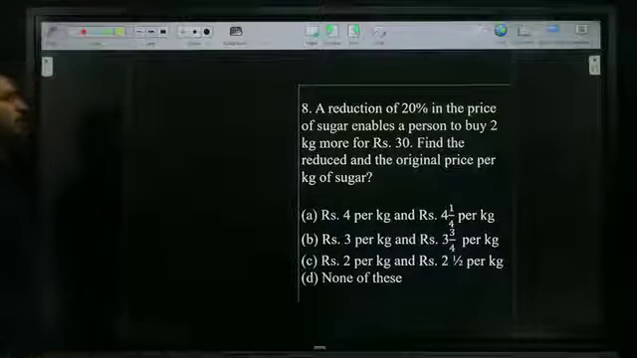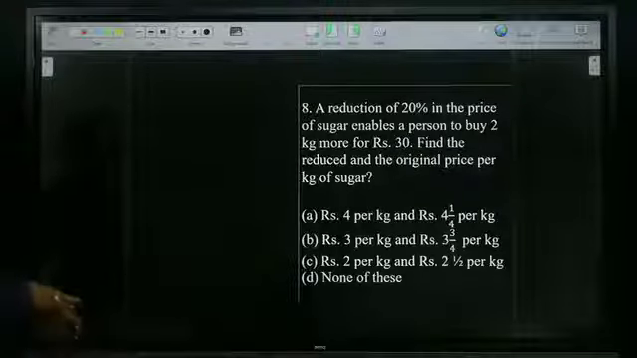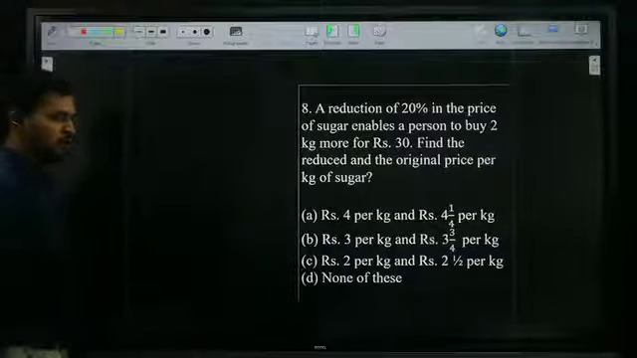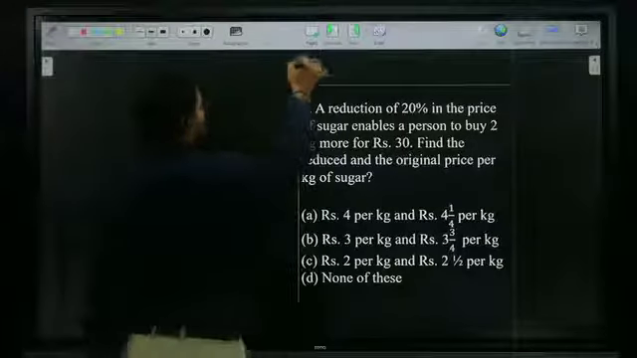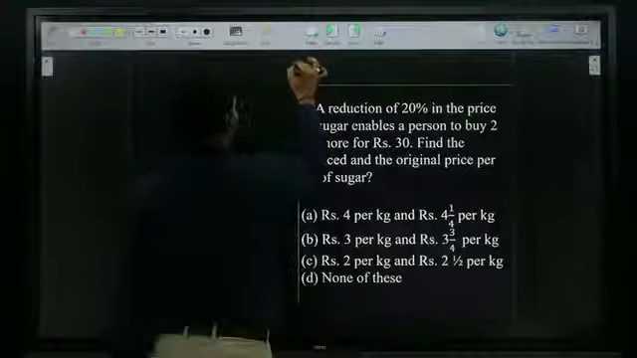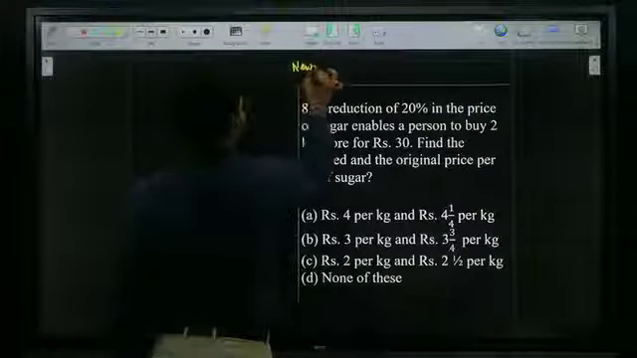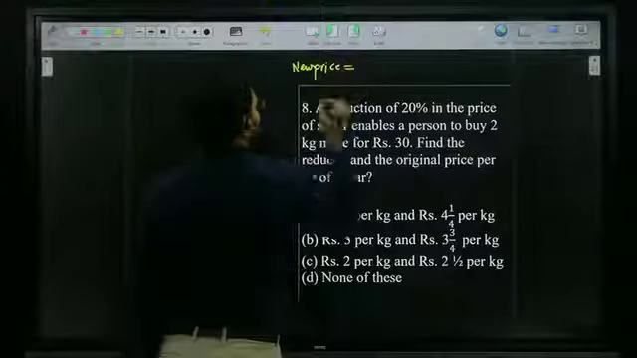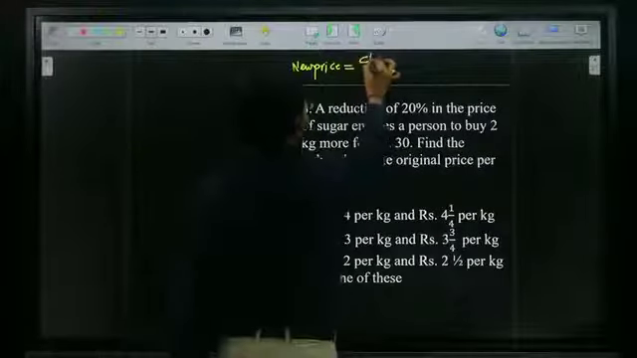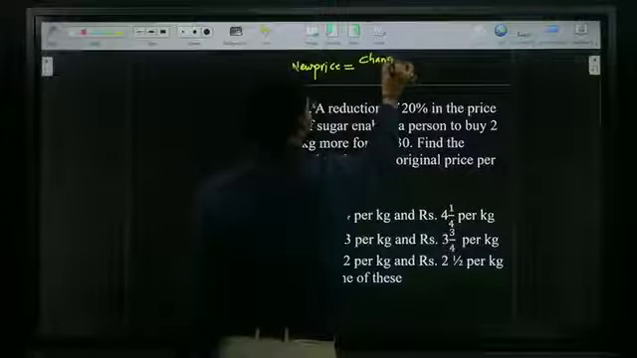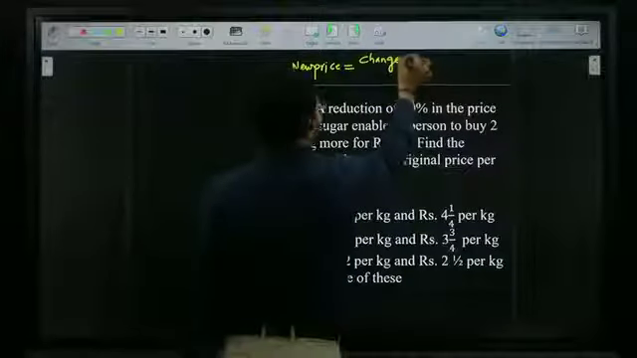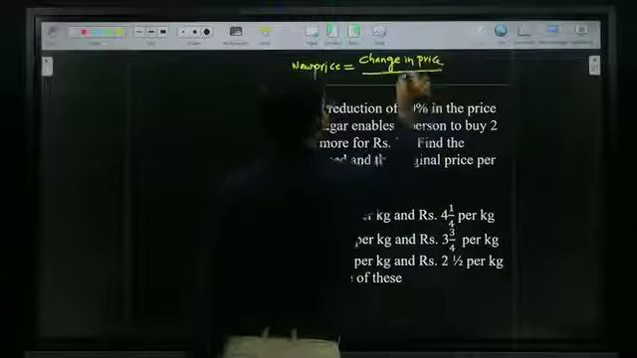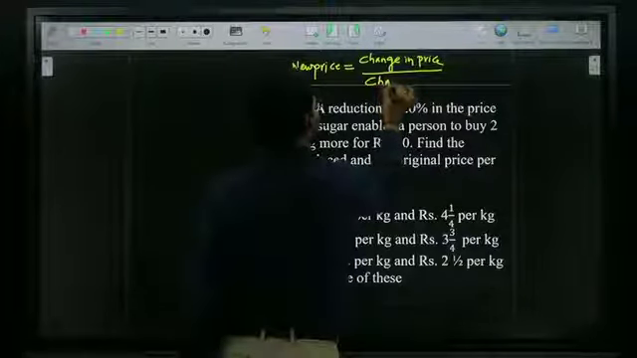A reduction of 20% in the price of sugar enables a person to buy 2 kgs more for 30 rupees. Find the reduced and the original price of the sugar. I already told you the new price: new price is nothing but change in price by change in quantity. Reduced price is nothing but new price only.